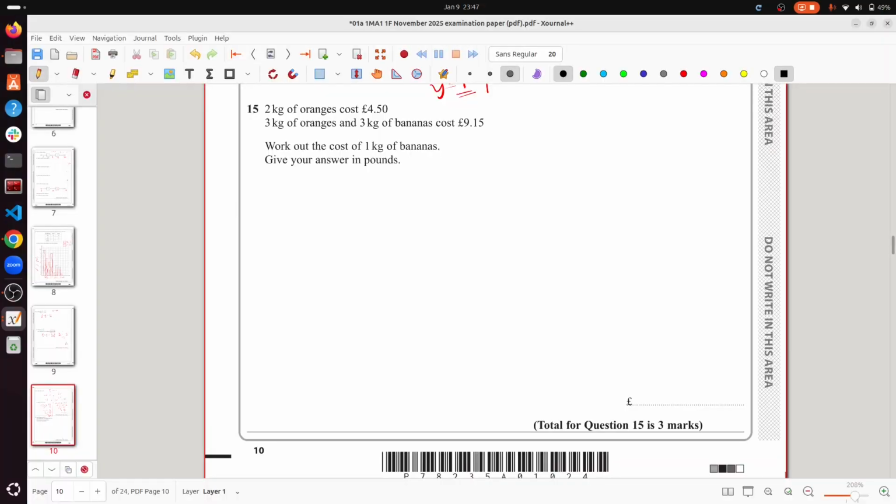So we have 2 kilograms of oranges that cost me £4.50, and we have 3 kilograms of oranges and 3 kilograms of bananas.